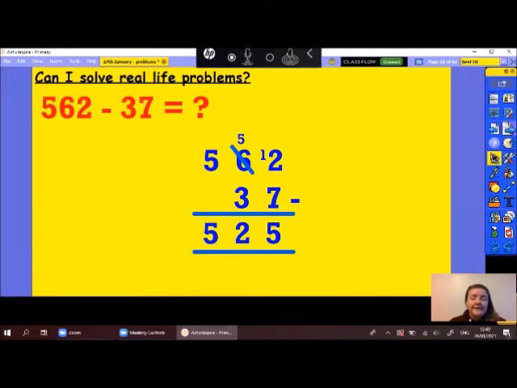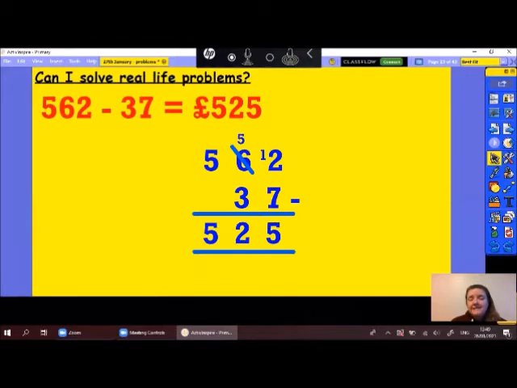So our answer now is 525. But 525 what? What was it in the problem? That was it, money. So we're talking pounds. So our answer will be 525 pounds. Always make sure you use the units of measurement they give you in the question.